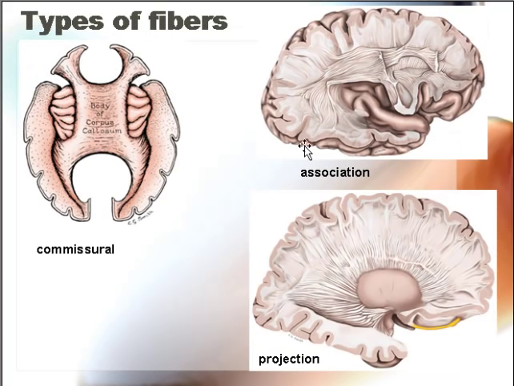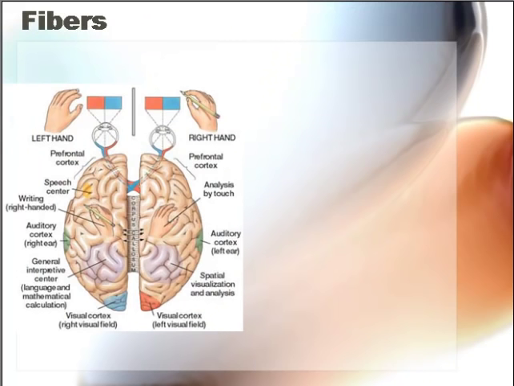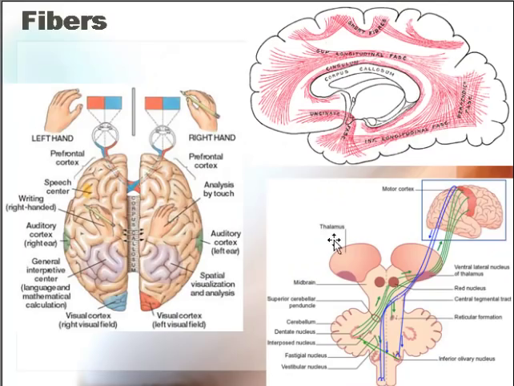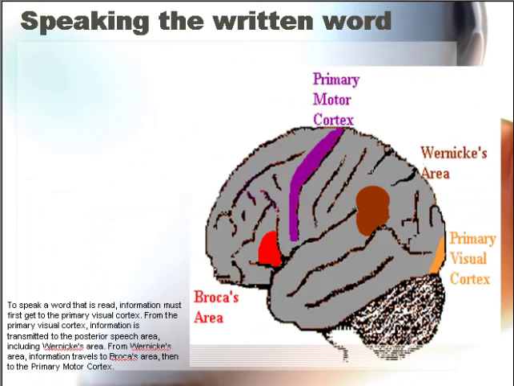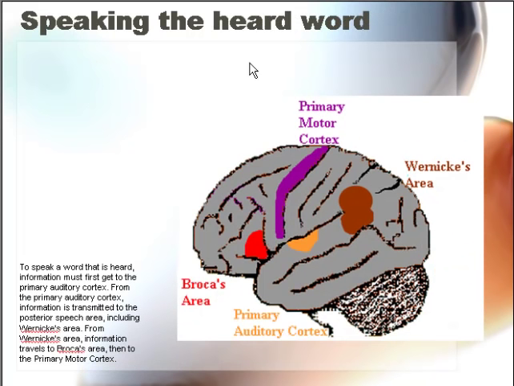Then you must know about the types of fibers: commissural, association, and projection, what they connect, if there are any special areas they are present in, or any special names, you should know about them. Like for example here, you should know these examples of these types of fibers. And in association fibers, how you speak the written word, what is the order in which the impulses go, which lobes are involved, that is important, as is speaking the heard word. Again, you must know what the pathway is, so that's extremely important.